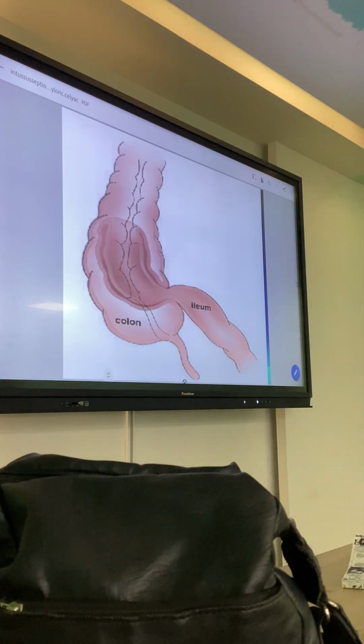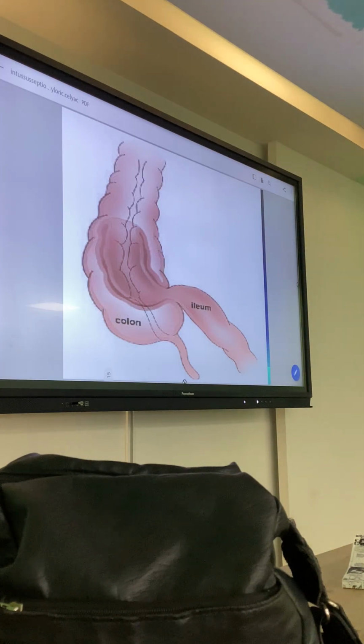Is this congenital? No, that's not congenital. That is acquired. Not congenital, it's acquired.